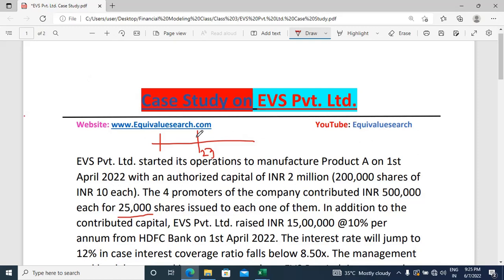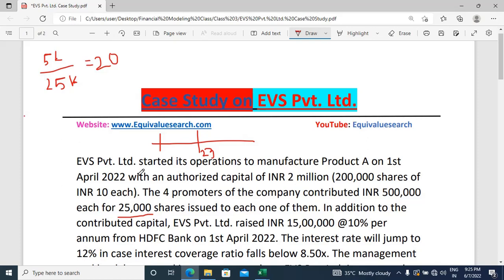So if you just do it, 5 lakh divided by 25,000, what will you get? 5 lakh divided by 25,000, you will get the answer to be 20 rupees. But here it is written that the face value of the share is 10 rupees only. Then how come it is 20 rupees? I already said that this extra 10 rupees was paid as securities premium.